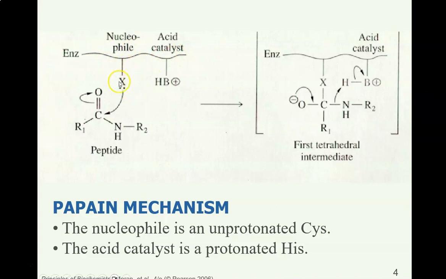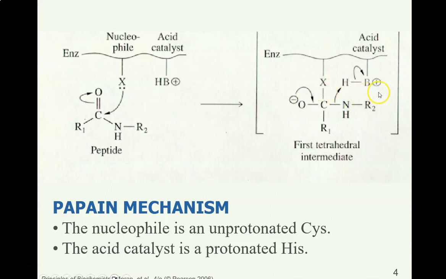The nucleophile in the case of papain is a cysteine. It just shows X right here as a generic mechanism, but that's going to be S, sulfur, with its lone pair of electrons. So it's going to be unprotonated, it's going to be Cys minus. It attacks the carbonyl in the peptide bond of the substrate protein, and then these electrons will swing out over here to the oxygen, and now we have a tetrahedral intermediate. So the substrate protein is temporarily covalently bonded to the enzyme.